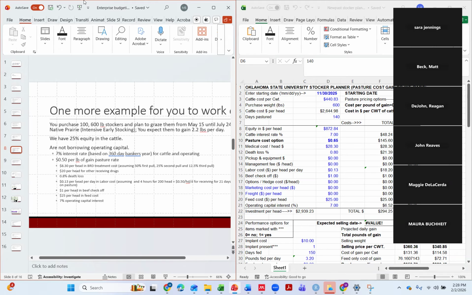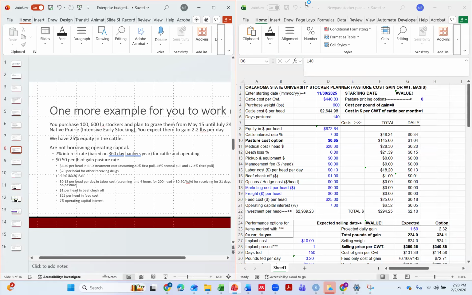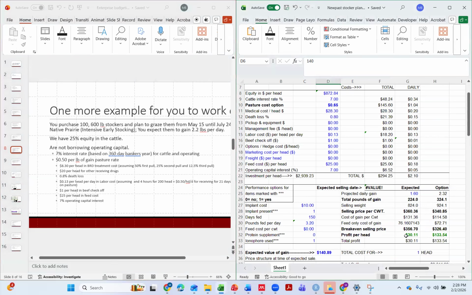So I don't really have a good place to put you guys where I'm sharing my screen. But maybe just come on mute and tell me when you're done and you want to tell me what your net return is per head. So this profit per head.